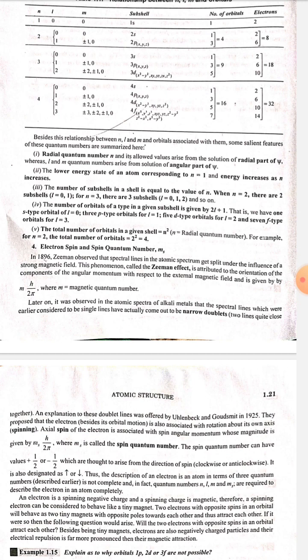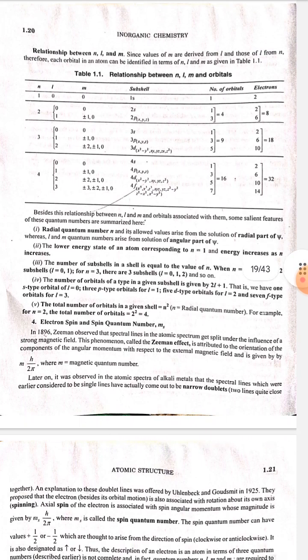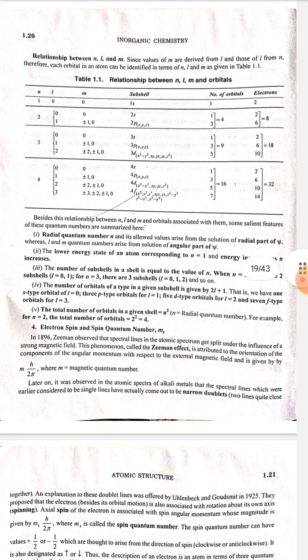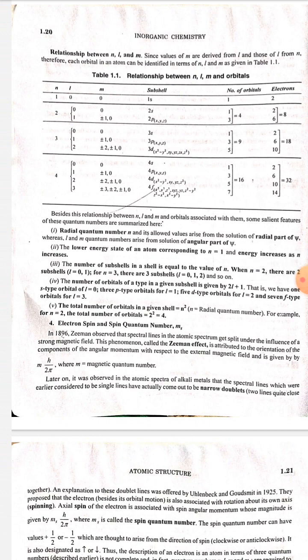Electron spin and the spin quantum number, represented by m subscript s. In 1896, Zeeman observed that spectral lines in the atomic spectrum get split under the influence of a strong magnetic field. This phenomenon, called the Zeeman effect, is attributed to the orientation of the components of the angular momentum with respect to the external magnetic field and is given by mh upon 2 pi, where m is the magnetic quantum number. Later on, it was observed in the atomic spectra of alkali metals that the spectral lines, which were earlier considered to be single lines, actually came out to be narrow doublets, two lines quite close together.